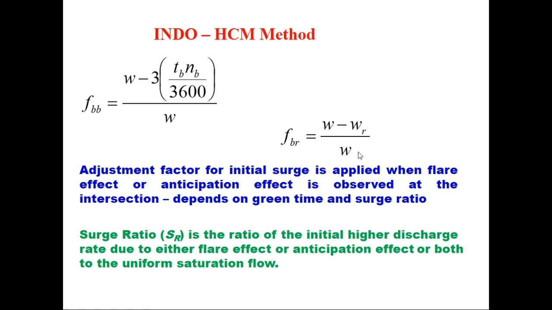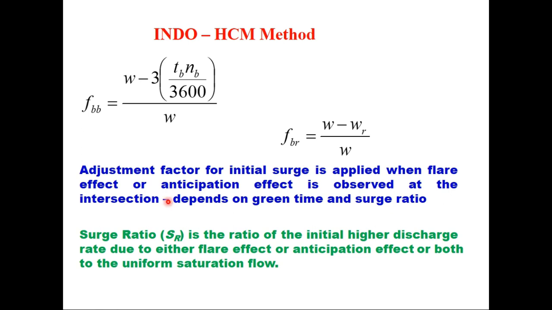FBR is given by this equation, where W is the width of the approach and WR is the width of the approach in meters along the median which is occupied by the standing vehicles waiting for the right turn phase. This is to be applied only when there is no exclusive right turn phase provided to the right-turning vehicles.